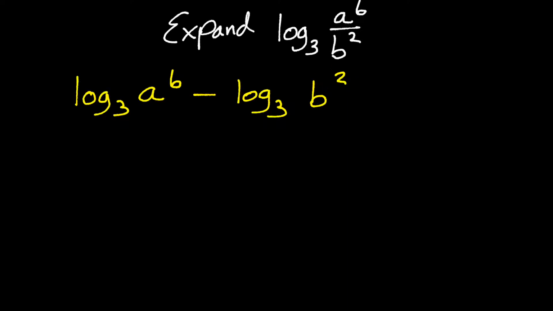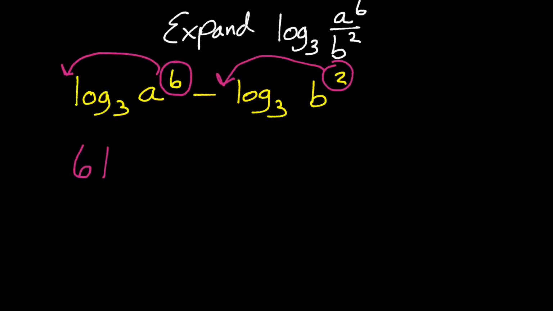exponents. So all we're going to have to do is take the exponents and move them to the front. So this becomes 6 times log base 3 of a minus 2 times log base 3 of b. And now we have expanded it out as far as we can go. We took care of the quotient rule, then we took care of the powers rule. Let's try another.